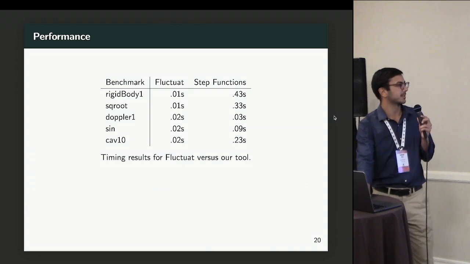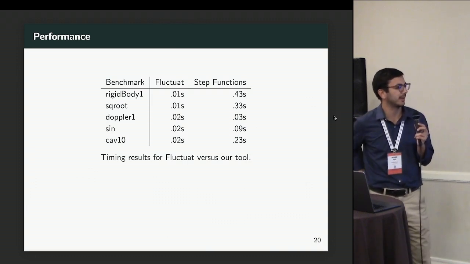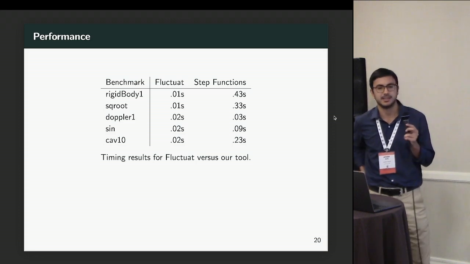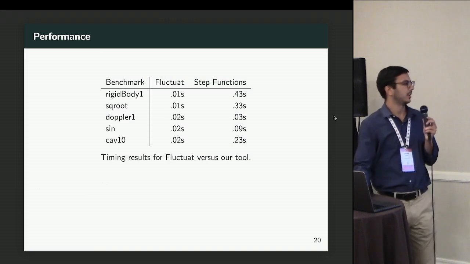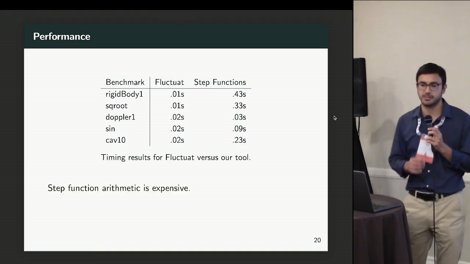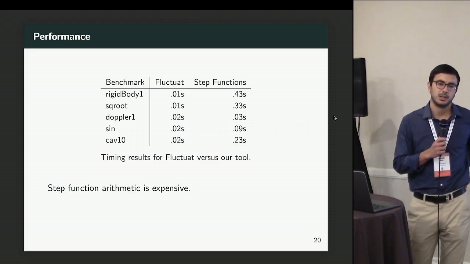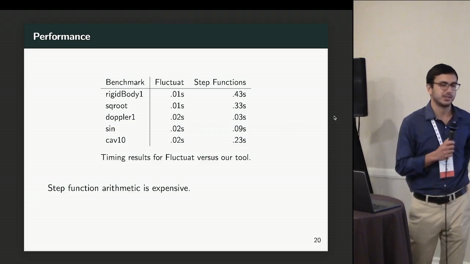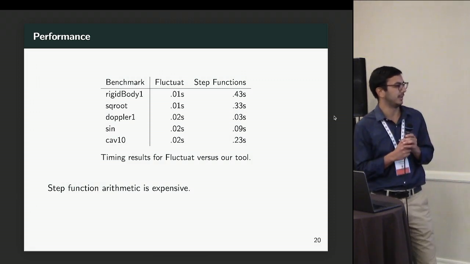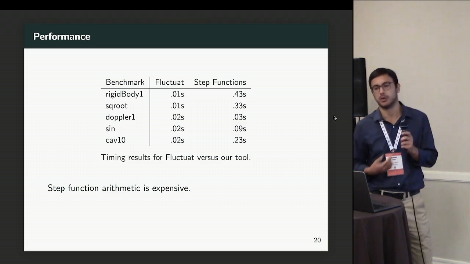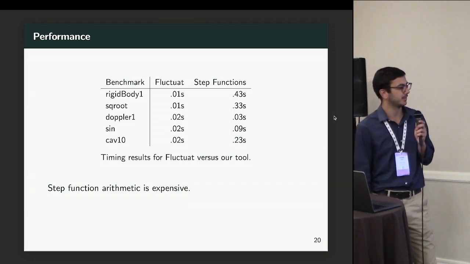Talking about performance, our tool runs about an order of magnitude slower than Fluctuat, and this is because we're providing multiple error bounds rather than just a single error bound. In particular, step function arithmetic proves to be rather costly. Because we're performing operations for each segment in both of the step functions, the runtime grows with the size of both of those step functions.